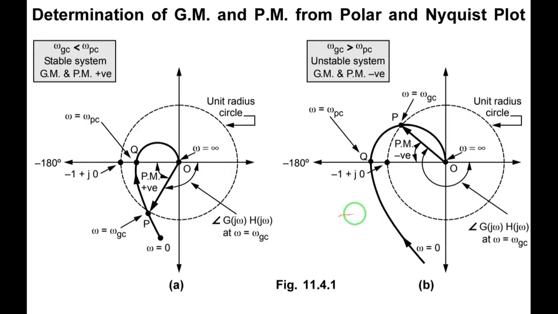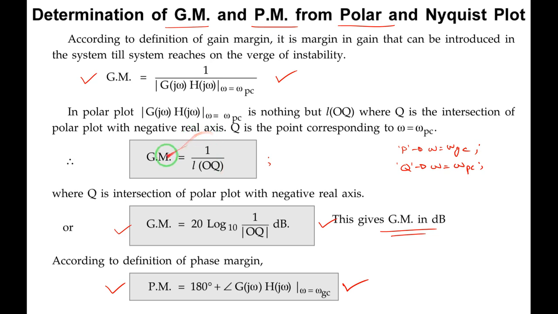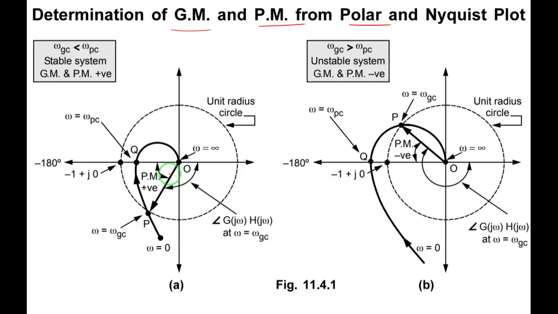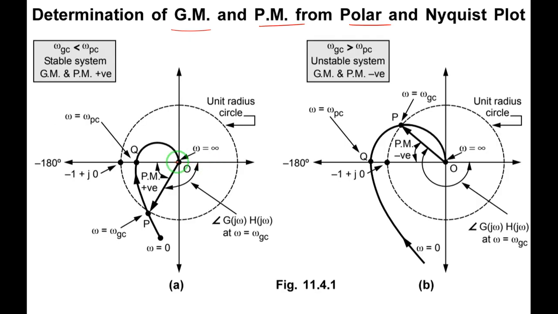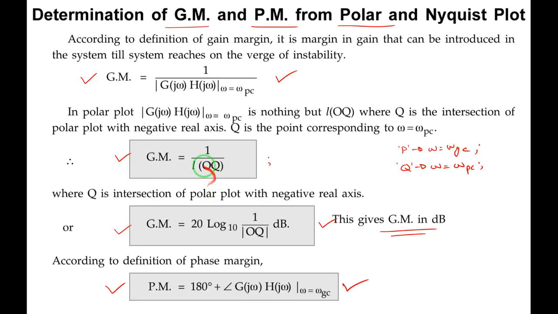Determination of gain margin and phase margin from the polar plot. We will see how to calculate gain margin and phase margin. We already know the formula. How to calculate gain margin? If it is in terms of decibels, 1 divided by the length of OQ. Measure the length from O to Q. What is Q? Q is the intersection of the polar plot with the negative real axis. So measure this, you will get some value. Take 20 log of that value, and it will be in decibels.